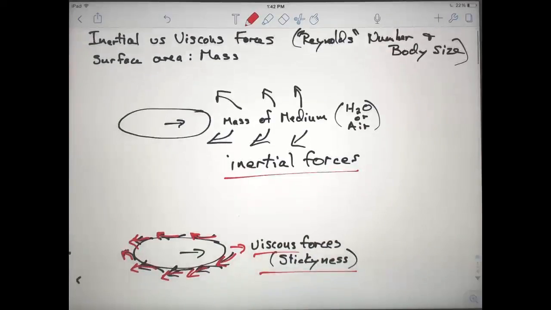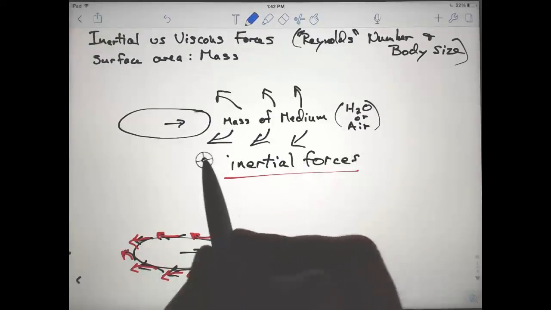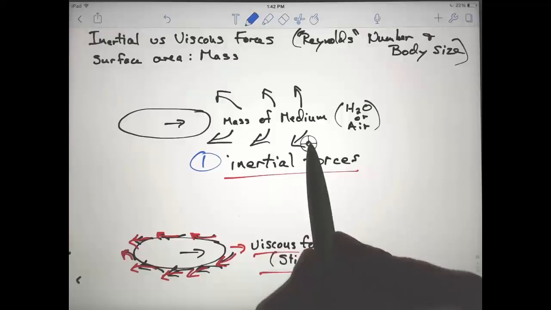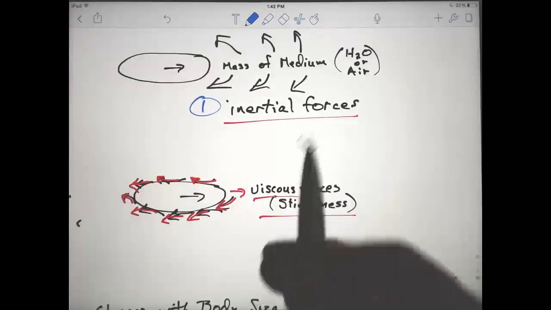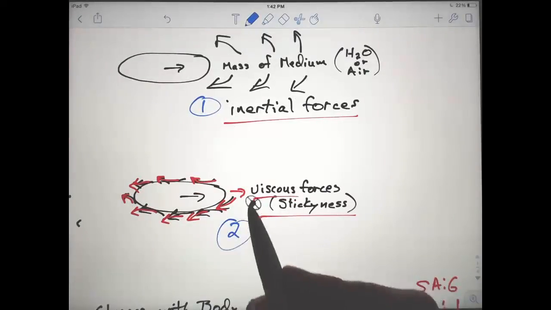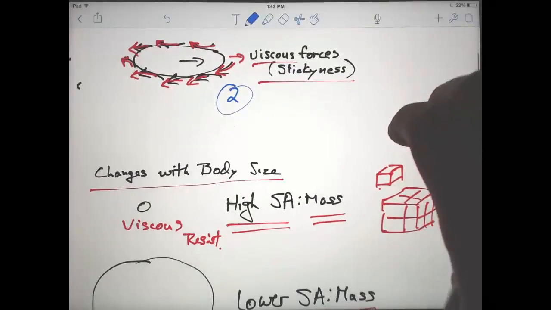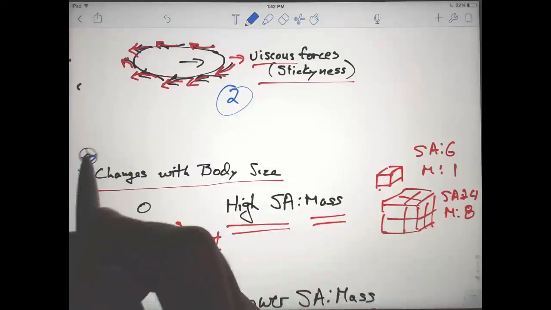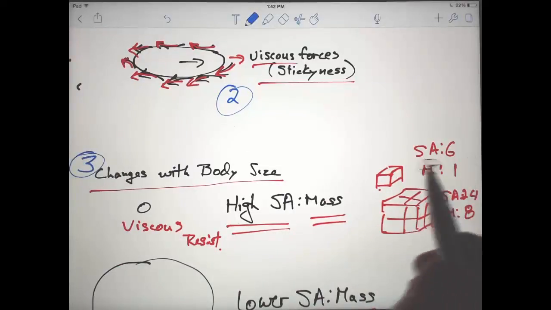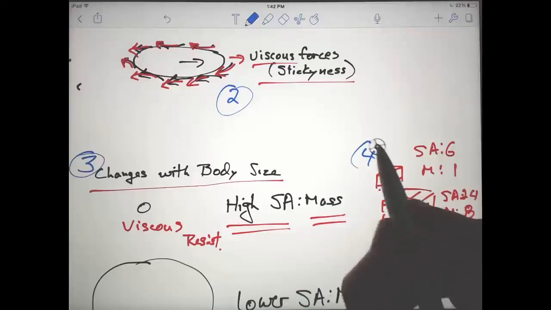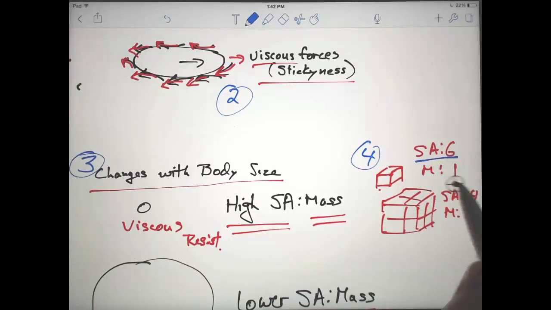So to go through this quickly again: 1, there are inertial forces, the mass of the medium that has to be moved. 2, there are viscous forces, the stickiness of the medium with the object. Those change with body size. Small objects or structures or animals have a relatively high surface area, in this case 6 to 1, compared to larger animals, which have a lower surface area, 3 to 1. 24 divided by 8 is 3, 3 to 1.